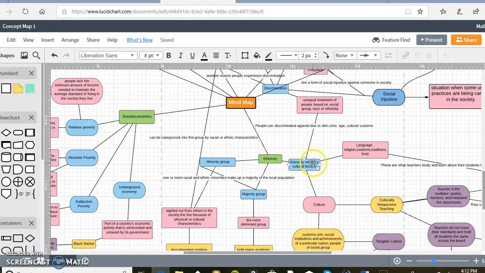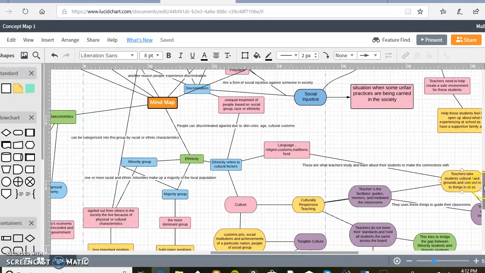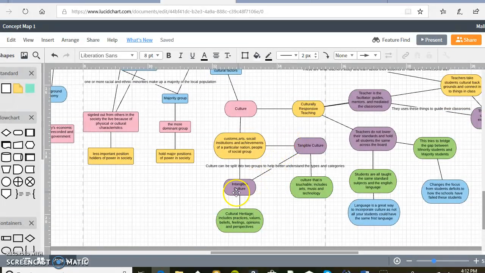And I also connected ethnicity with culture, with ethnicity having cultural factors under it, such as language, religion, customs, and traditions. And under culture, I connected tangible and intangible culture, as these are both two groups that culture is split into, with intangible culture being practices, beliefs, feelings, and tangible culture being things that are touchable, such as art, music, and technology that you can really get your hands around or on.